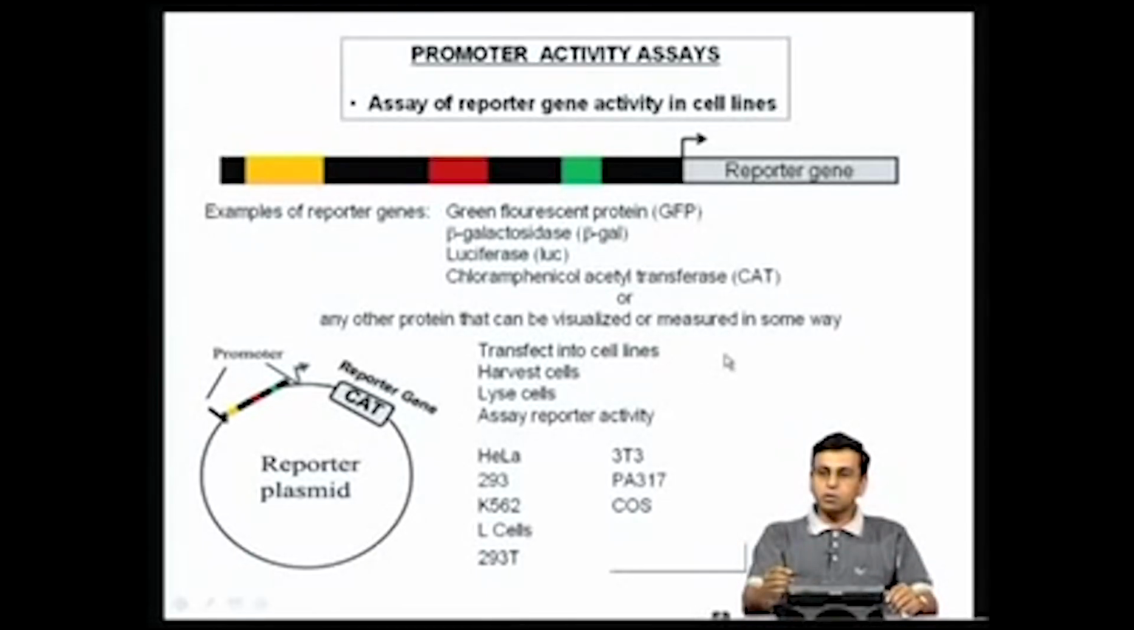The most common reporter gene used in eukaryotic gene expression studies is the one that codes for what is called the green fluorescent protein.